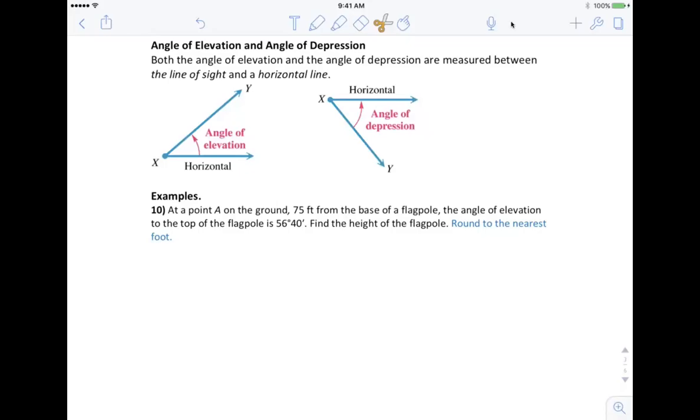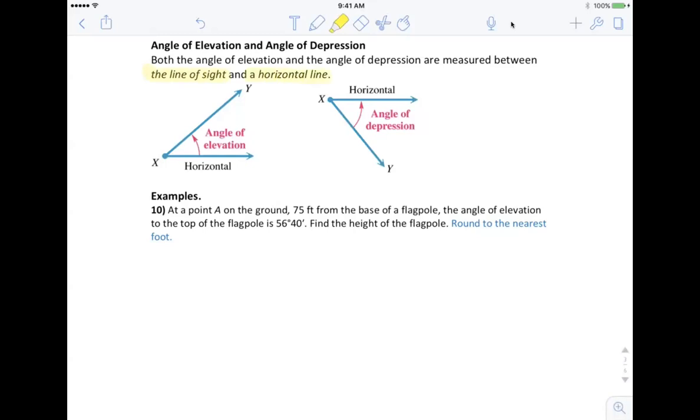Okay, everyone, going to continue with 5.4. This is page 3. Going to get into the word problems now. The first thing you'll see is you'll see these terms a lot, angle of elevation and angle of depression. The key is they are always measured with respect to the horizontal. So it's between a line of sight and a horizontal line, okay?